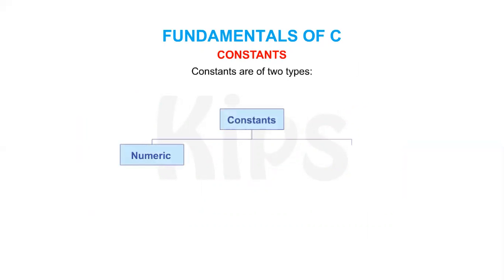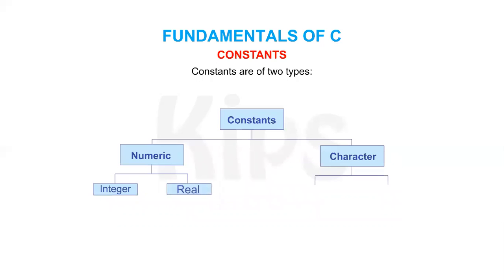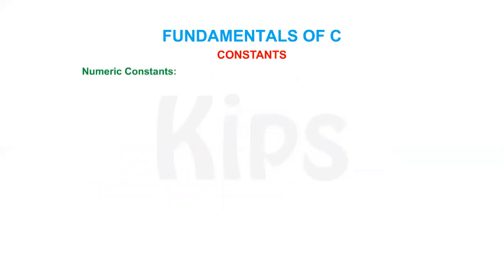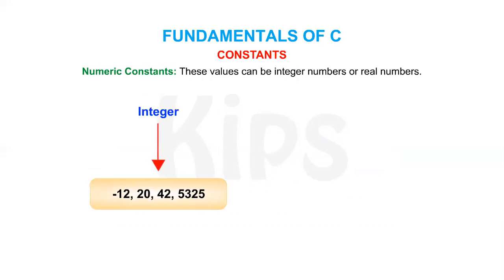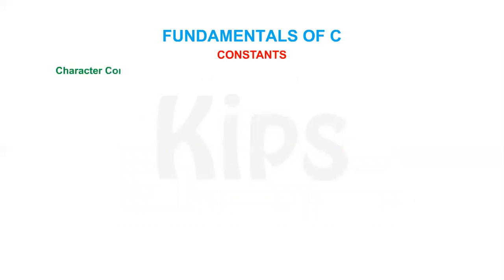Constants: numeric and character. In numeric: integer and real. In character: single and string. Numeric constants. These values can be integer numbers or real numbers. For example, -12, 20, 42, 5325, etc. are integers, whereas -7.86, 1.55, 0.756, etc. are real numbers. Character constants.